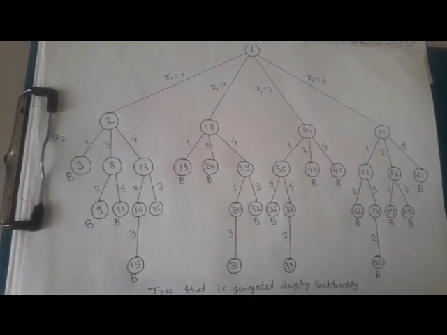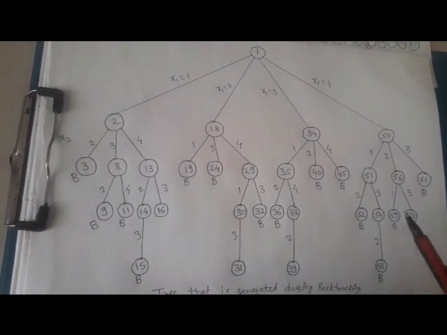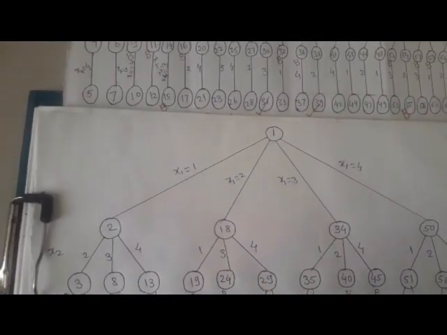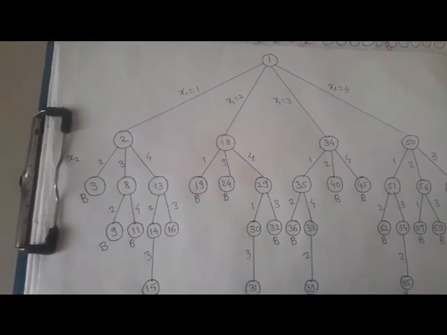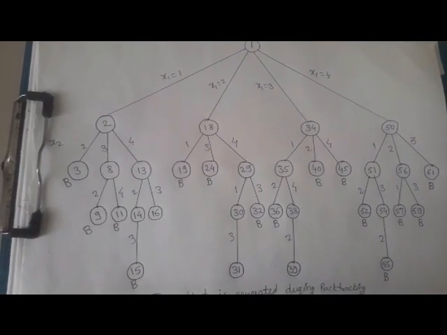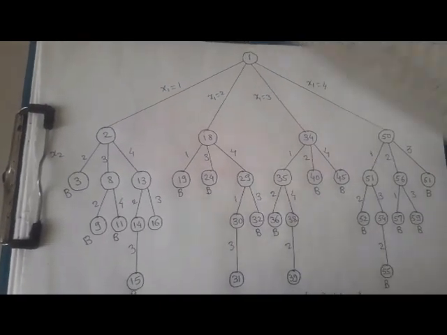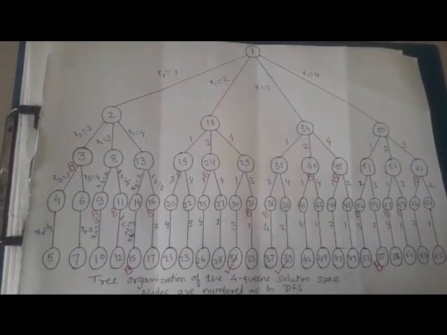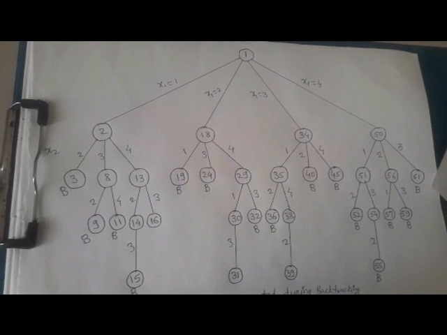These are the two solutions for the 4 queens problem, and whatever node numbers are given here are from the previous tree. Whatever the nodes and the edges numbers are there, that is given here from the previous tree.